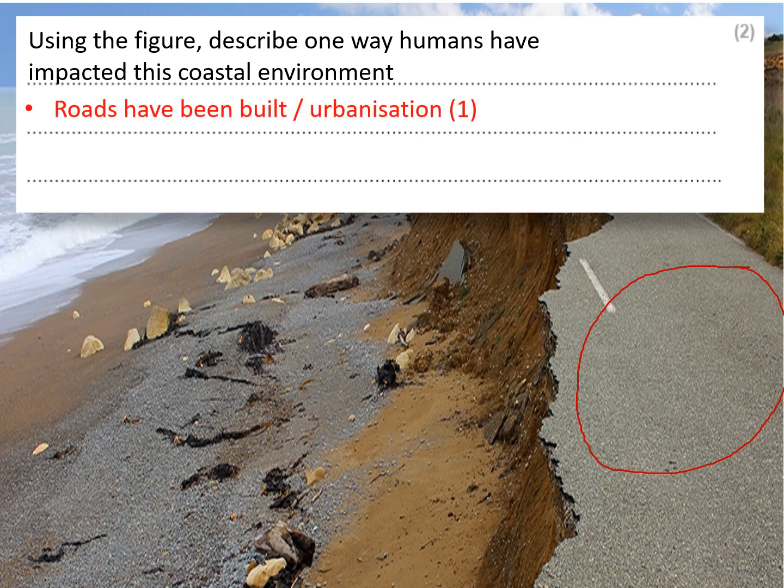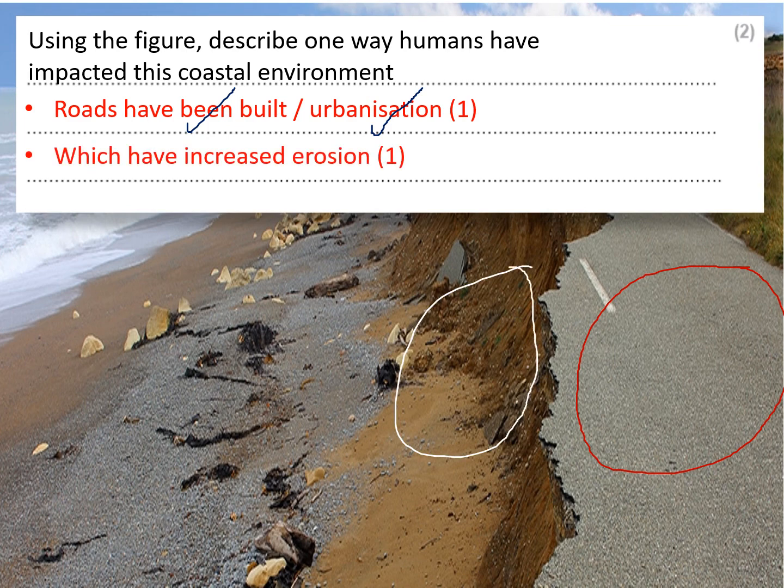Okay, we're going to say something like roads have been built. Point. The proper term for that would be urbanization. And what this means is you have heavy lorries and trucks driving along what appears to be very soft rock at first glance. So that's caused it, put extra pressure on it, and it's increased erosion. So please check and correct.